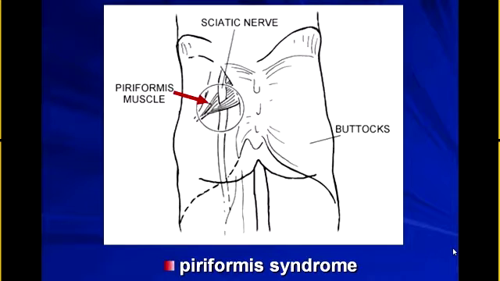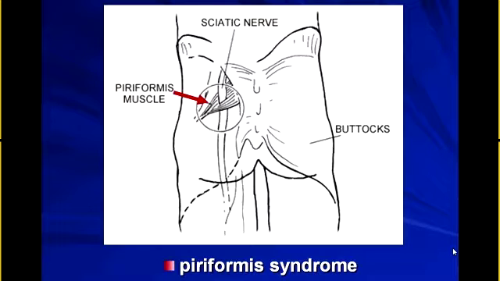Piriformis syndrome. The sciatic nerve normally passes anterior to the piriformis, but it does occasionally, as an anomaly, pass through the piriformis. Piriformis is a muscle that tends to develop tone. It becomes hypertonic, and when a muscle is in tone, it can compress the sciatic nerve if that nerve is passing through the substance of the muscle.